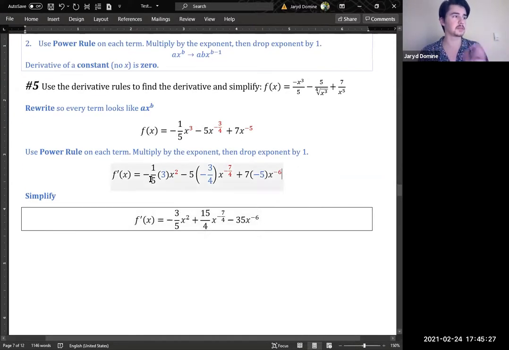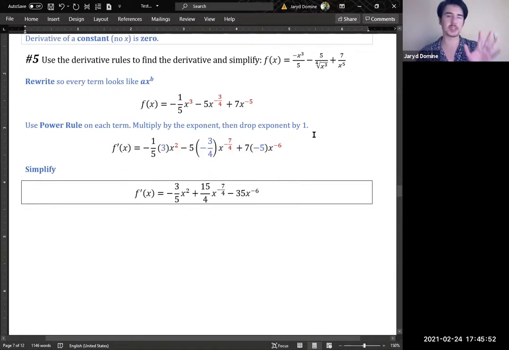Last step is just simplifying here. So minus a fifth times 3, that's just minus 3/5. Minus 5 times minus 3/4, 15/4. And 7 times minus 5 is minus 35. If you know what you're doing, you can go straight from this to the answer. You don't have to write out this step inside.